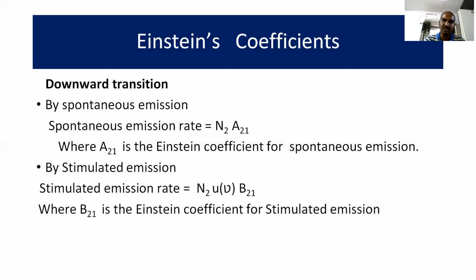Similarly, consider the other downward transition, which is stimulated emission. Here the stimulated emission rate is again N2 B21, and we have to add U nu. Here U nu is the external source of energy. To conduct the process of stimulated emission, we have to give an external amount of energy. N2 is the number of electrons present in the higher energy level, and B21 represents that the process of stimulated emission also takes place from the higher energy level to the lower energy level, and its Einstein coefficient is represented with B21.